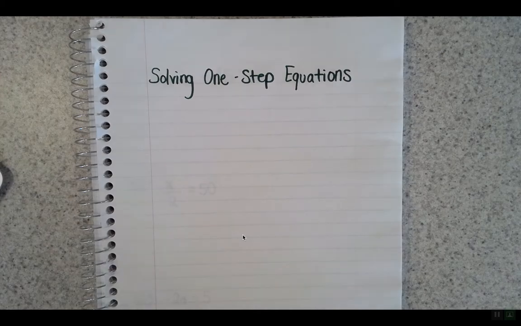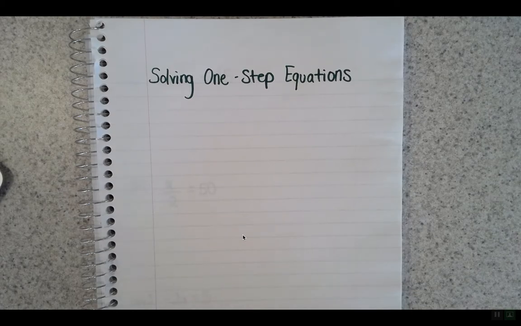Today we're going to continue solving one-step equations. The equations that you've seen in the past just needed addition or subtraction to get your variable by itself. Addition is the inverse operation of subtraction. Today we're going to be solving one-step equations that will require you to use multiplication or division as your inverse operation.